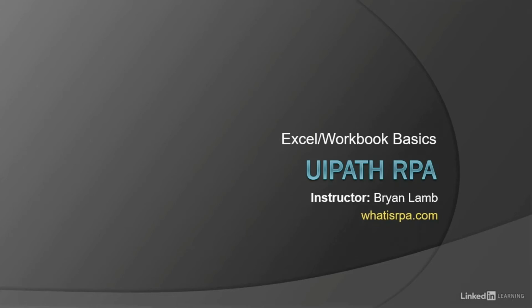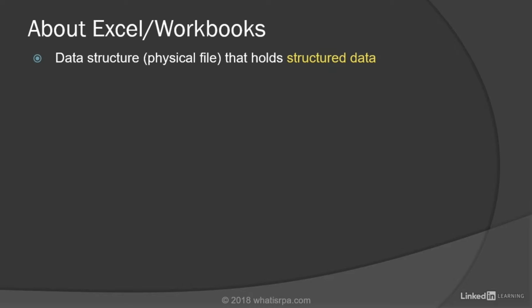Now that we've discussed the data table variable, which is an in-memory data structure capable of holding rows and columns, I'd like to talk about how we can read and write Excel spreadsheets or workbooks with the help of a data table variable. Excel spreadsheets or workbooks are also data structures similar to the data table, but they are a physical file, again, holding structured data. And again, structured data just means a predictable, repeating data format representing items of a similar type. Maybe it's users or customers or orders.